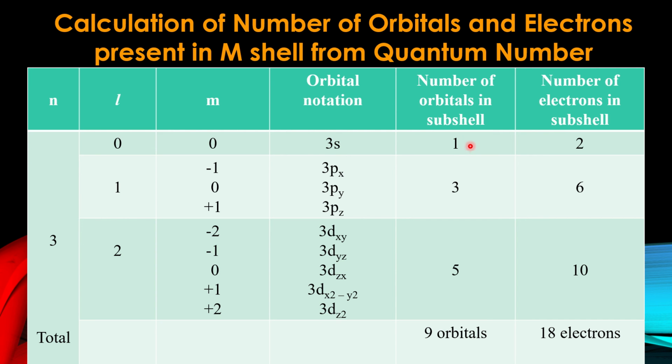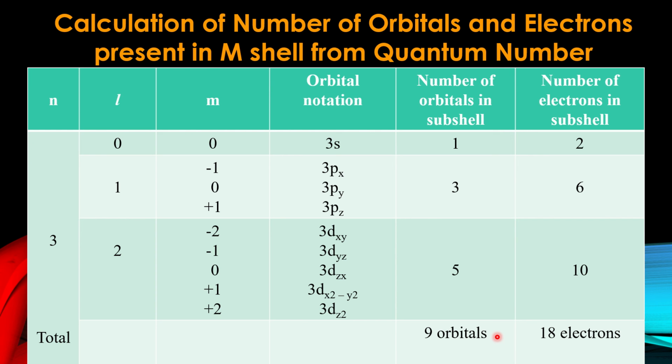And here the total number of orbital 3s, only one orbital. Here total 3 orbitals and here 5 orbitals. And total number of orbitals are 9. And in every orbital there are 2 electrons and from there we can calculate the total number of electrons 18. Dear students, if you calculate this total number of electrons by 2n square formula, 2 into n is 3, so 3 square, you will get the value is 18.